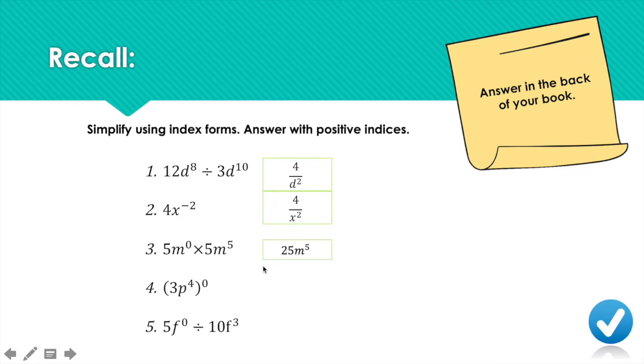The next one, we've got 25m to the power of 5. Remember, we add the indices. Here, everything in the brackets is to the power of 0, so equals 1. And lastly, 5 divided by 10 gives us a half. And then 0 take away 3 gives us negative 3, which puts our f to the power of 3 down the bottom. That's a little bit of a tricky one, but I reckon you can do it.